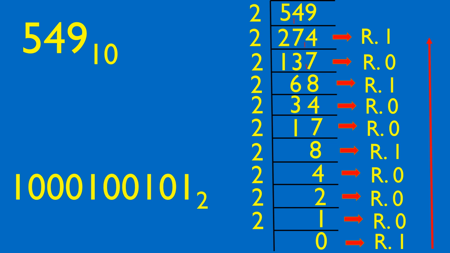So picking up the numbers from the base to the top, we have 1, 0, 0, 0, 1, 0, 0, 1, 0, 1 in base 2. Let me say it again: 1, 0, 0, 0, 1, 0, 0, 1, 0, 1 in base 2. And that is the conversion of 549 in base 10 to base 2.